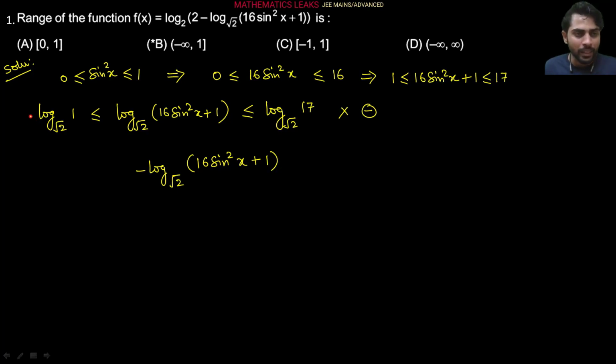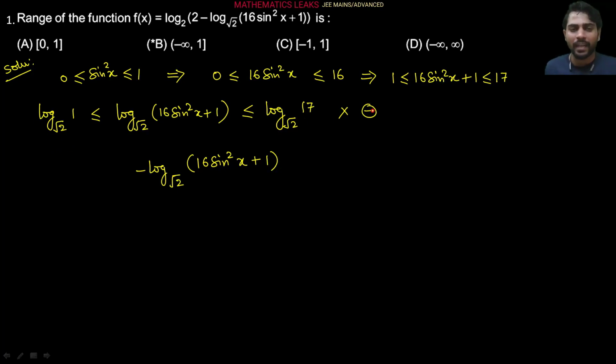Meaning, on multiplying by minus, this will become minus log base root 2 of 1. First of all, log base root 2 of 1: the logarithm of 1 in any base for which the logarithm is defined will always be 0, right? So the logarithm base root 2 of 1 will be nothing but 0. This meaning is 0 only, right?